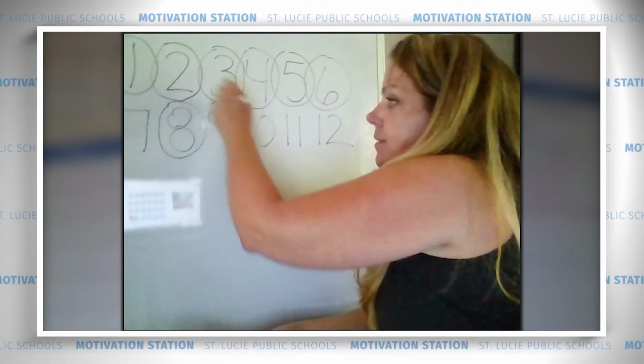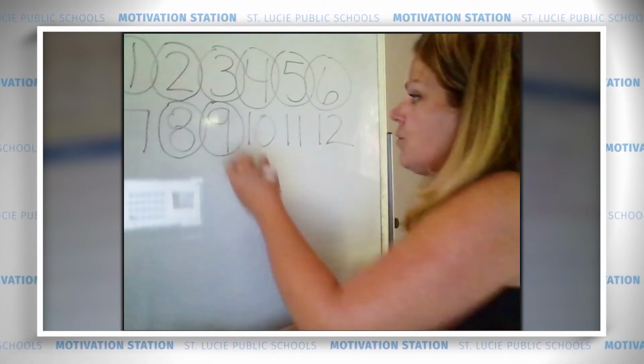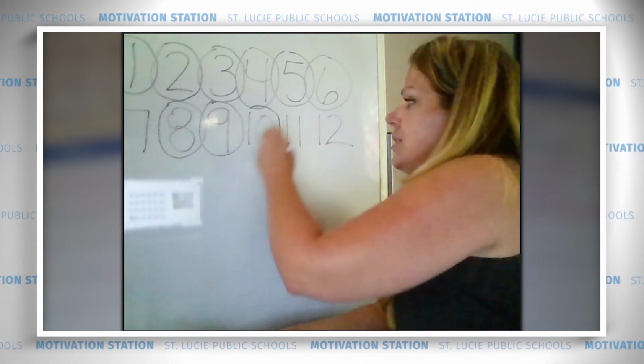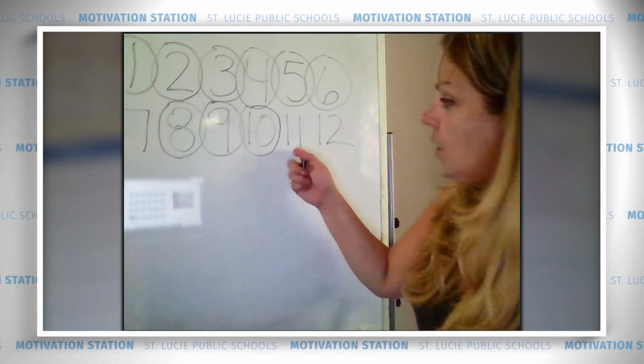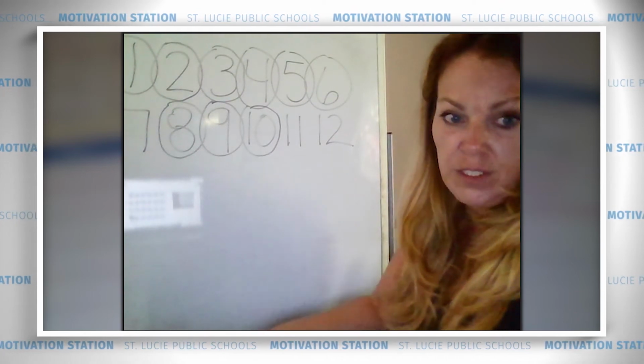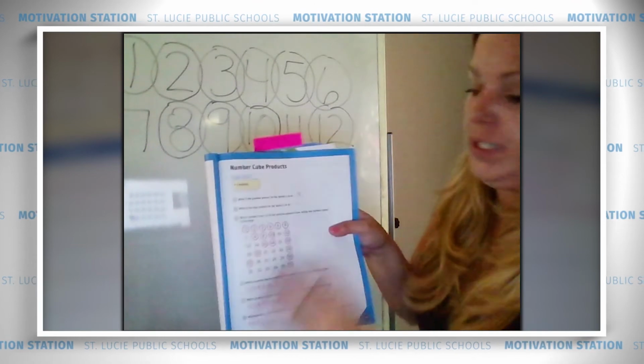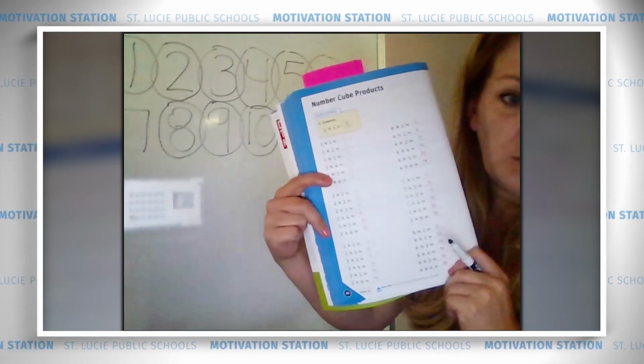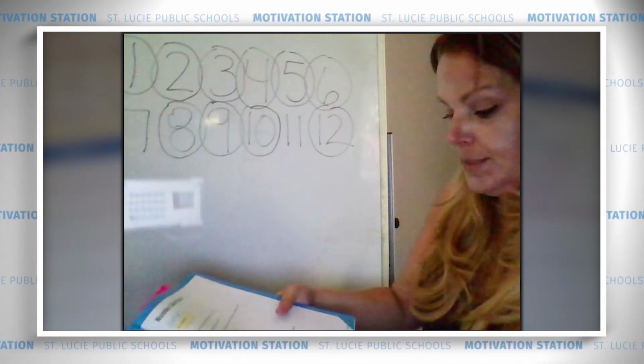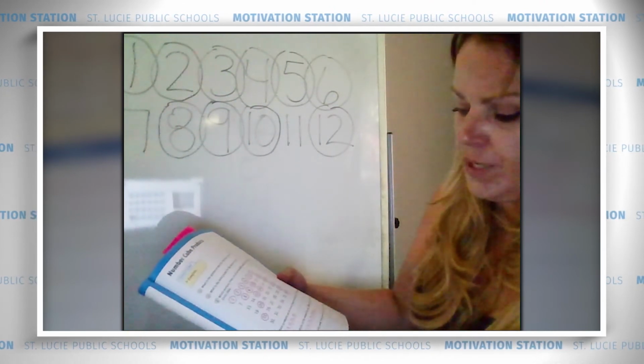8, 9, 3 times 3, 10, 11 was not a product on our previous page, but 12 was. Okay, so you're going to complete that chart looking at your answers on page 28, and then you're going to answer the rest of the questions.